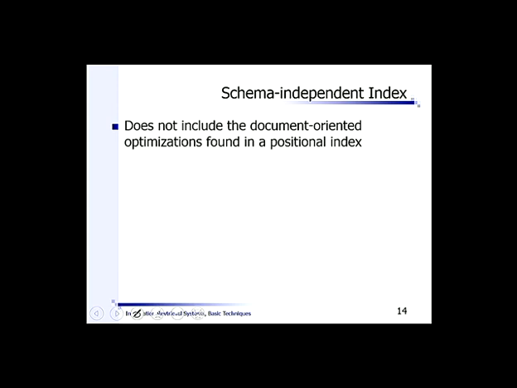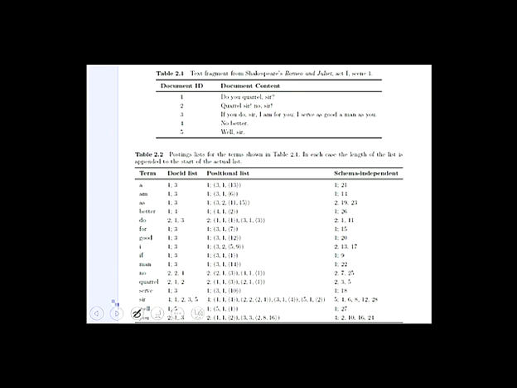And the last one, schema independent index. It does not include the document oriented optimization. We have been using it in the last few lectures. So we start from the first term in the first document and we keep counting till the last term in the last document. So "do" is 1, this is 2, this is 3, this is 4, the squirrel is 5, 6, 7, 8, and so on and so forth, till the last value of "sir" is, I believe, 28, right? So "here" appears at position 1, "M" appears at 14, this 19, 23, and so on and so forth.